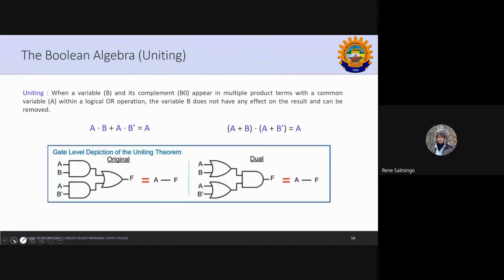So that is absorption. Now we have uniting. Uniting is when a variable B and its complement, this is B prime, not B0, appear in multiple product terms with a common variable A. So this is B prime. For example, you have A and B or A and B prime is equal to A. So this is like saying this is not B.